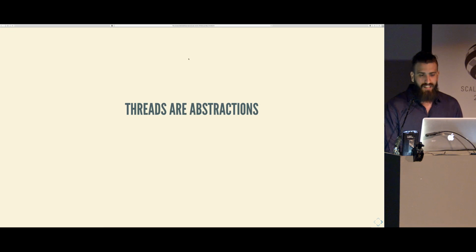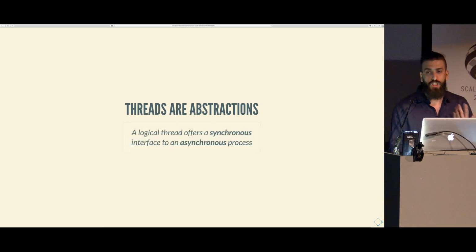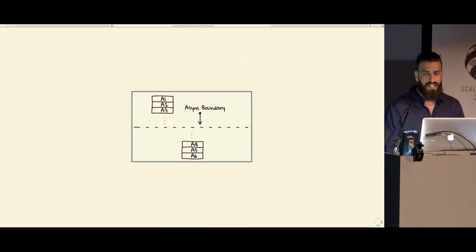But the key idea of this section is that threads are abstractions. And in particular, a logical thread gives you a synchronous interface over an asynchronous process. And again, this is best explained in pictures. So let's say this is our definition of an async process. It executes some steps, then there's an async boundary, and then it resumes somewhere else.